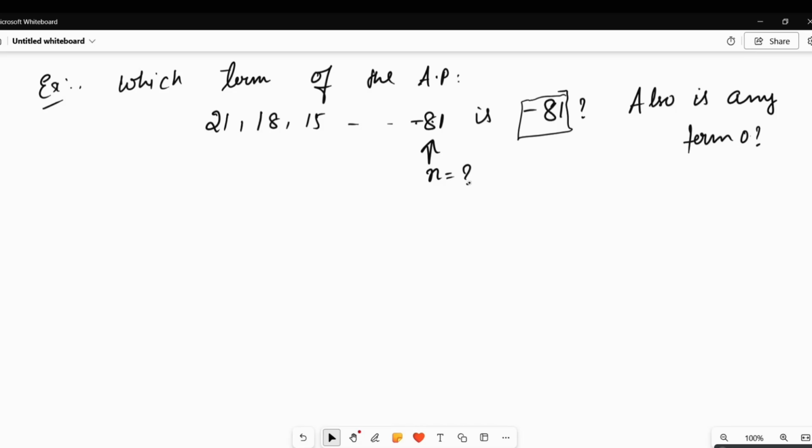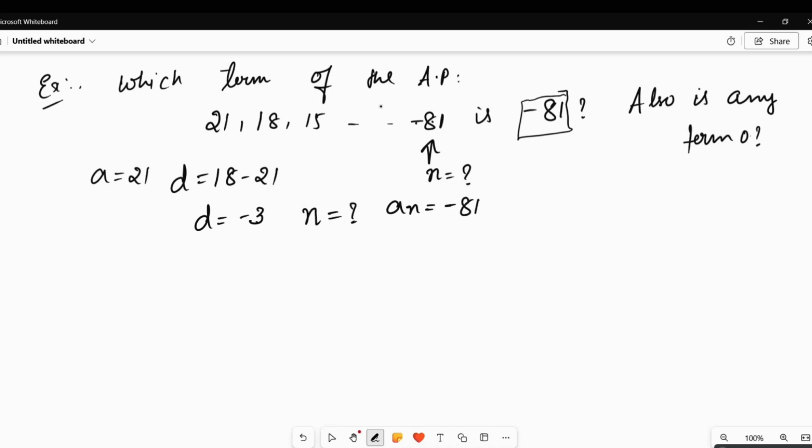Okay. This time he has given the an value, you have to find n. So here a is equal to 21, d is equal to 18 minus 21. So d is equal to minus 3. And n we have to calculate. An is minus 81. Somewhere we get minus 81. Which term is that? So n you have to calculate. An is minus 81. Now calculate and tell me what you will get.